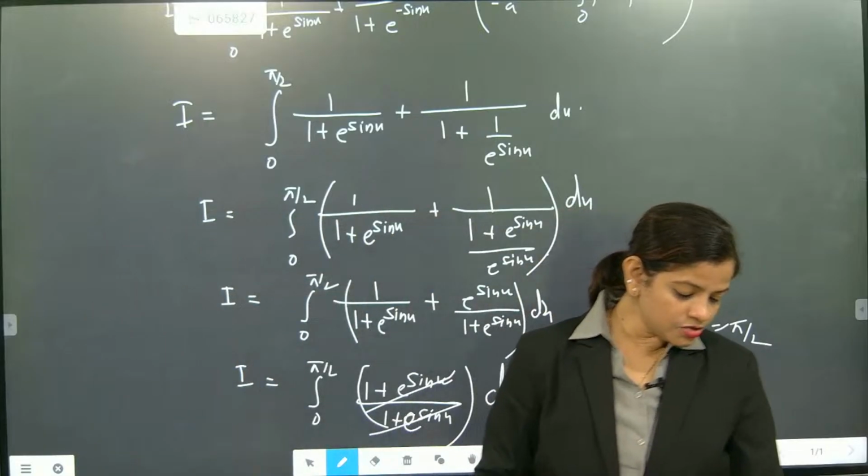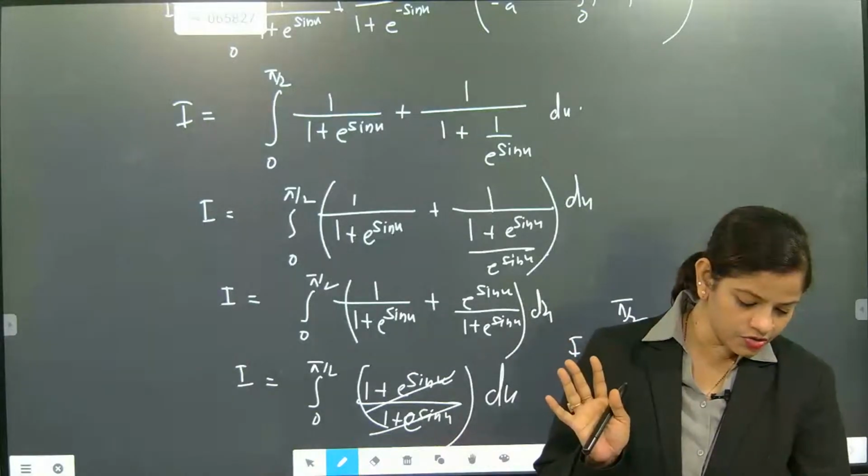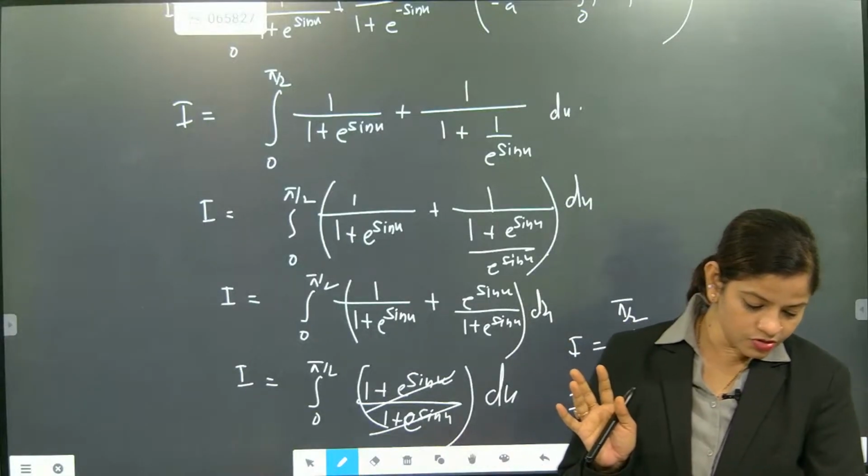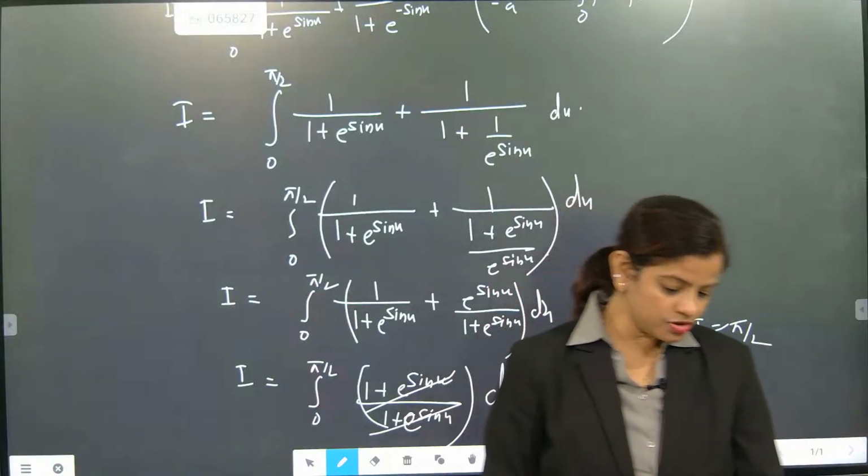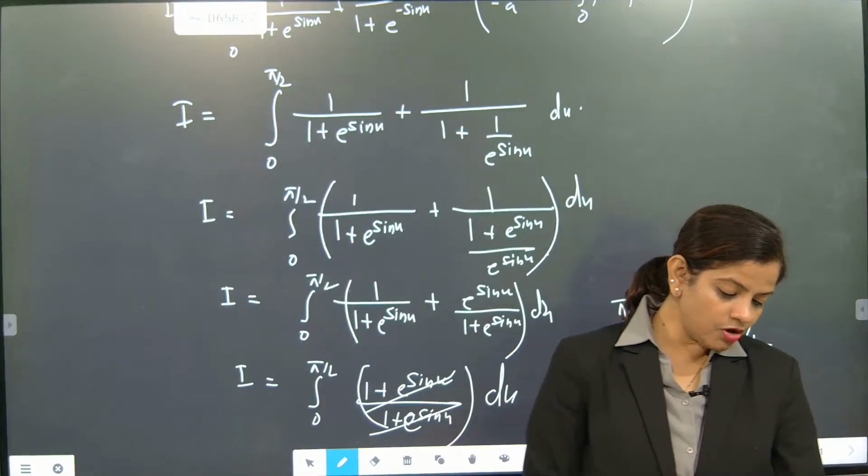Modulus question, can I give one modulus question? Pushpika, will you be able to solve one modulus question? Ready, everyone? Try this modulus question. Maybe in the exam, a modulus question will come.